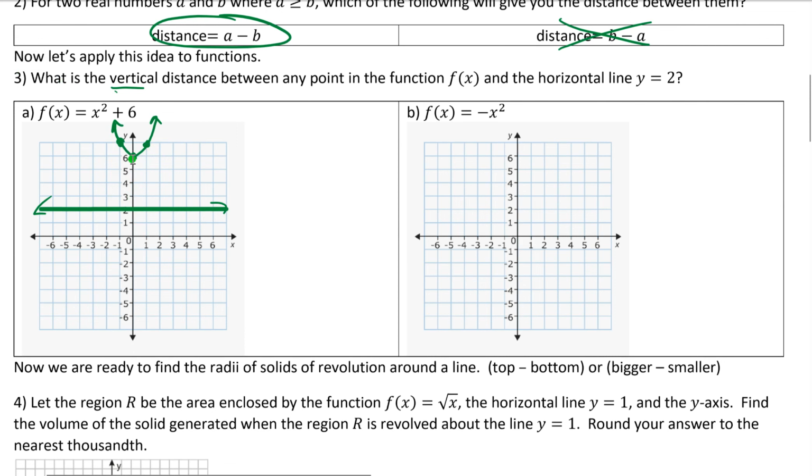And the way that I could do it is I could just take the bigger one and subtract out the smaller one. So in this case, I could do x squared plus 6 minus the smaller one, y equals 2. So the distance would just be x squared plus 4. And that's it. That would tell us the distance between these two lines at any point. Like if I plugged in 1, I could figure out that it's 1, 2, 3, 4, 5. Yeah, see, it worked.